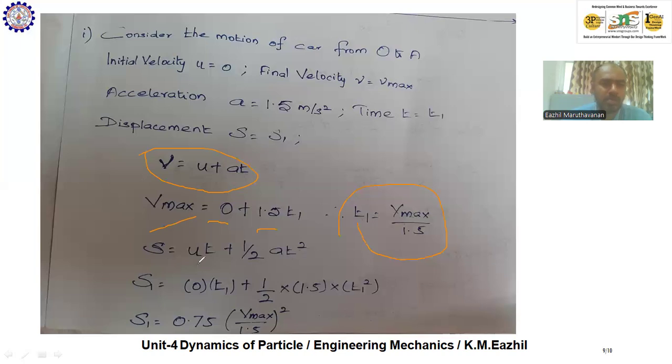Now S is equal to UT plus half AT square. Here we substitute the T1 value, that is V max by 1.5. By substituting that value, we get S1 as 0.75 V max by 1.5 square. Because the initial velocity U is 0, the UT term becomes 0 here. By solving this, we get S1 equal to 0.75 times V max by 1.5, the whole square.